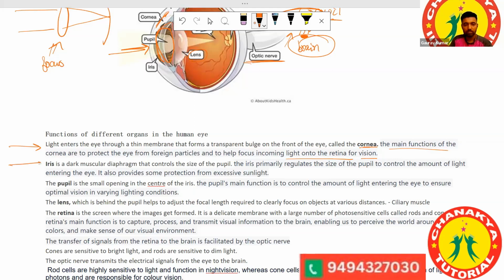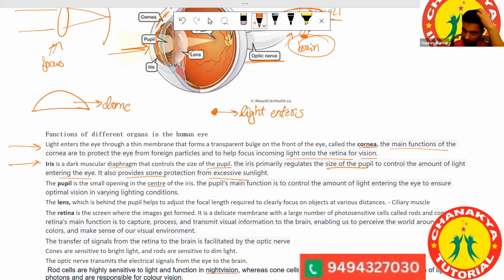Then comes the iris. The iris is a dark muscular diaphragm. Diaphragm means that it is shaped like a dome. It is a dark muscular diaphragm that controls the size of the pupil. The pupil is the small part through which the light enters. The iris primarily regulates the size of the pupil to control the amount of light entering the eye. It also provides some protection from excessive sunlight. How does it give protection? It decreases the size of the pupil so that the excessive sunlight does not damage our eye.